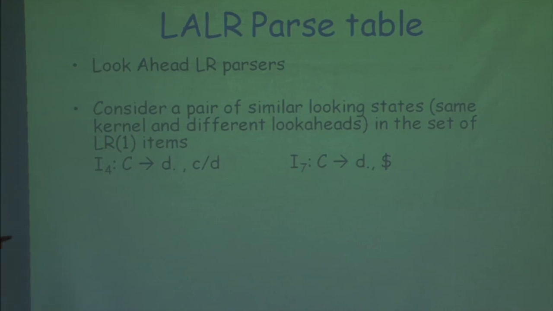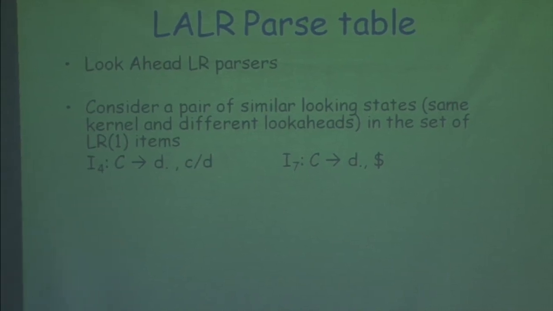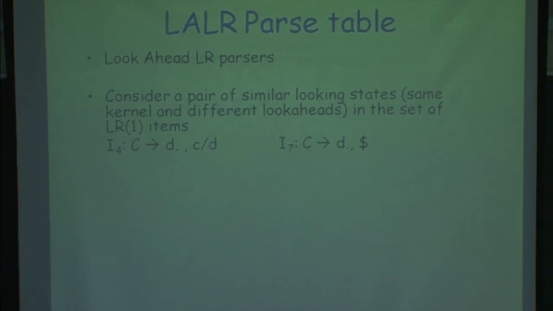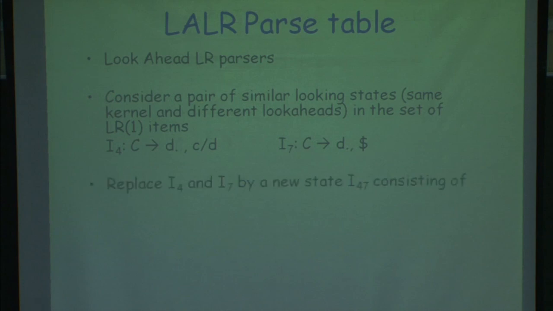So for example, when we had I4 and I7, where the kernel was the same, which said C goes to D dot, and this is the LR0 item, and the look ahead in this case was C D and in this case was dollar, we said we can merge this. And if we merge it, we are going to replace both 4 and 7 by, let's say, a new state I4-7. What does it consist of? Now it consists of the same kernel with the look ahead of C D and dollar. And similarly, we saw that 3 and 6, 8 and 9, they also form pairs.